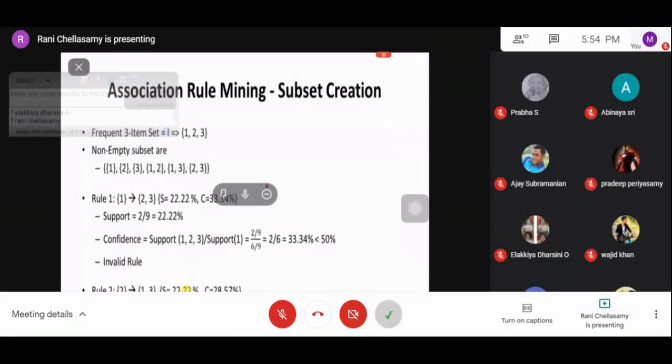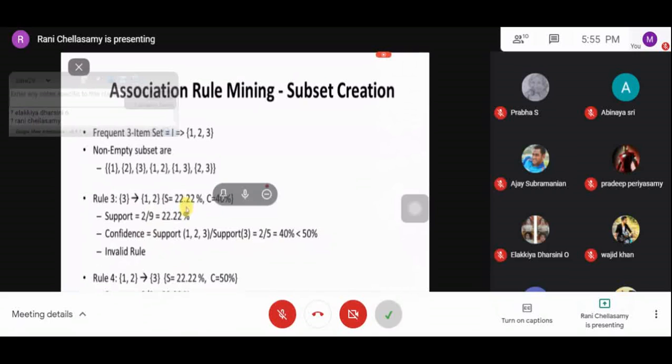So likewise, we have to take the next subset, which is 3. So leaving 3, you are getting 1, 2 on the right hand side. Now find the confidence. Support will always be the same. Confidence is support of 1, 2, 3 divided by support of 3. So 2 by 9 divided by 5 by 9, you are getting 40%, which is less than 50%, which is less than the minimum confidence threshold value. So we have to omit this rule, which is not a valid one.